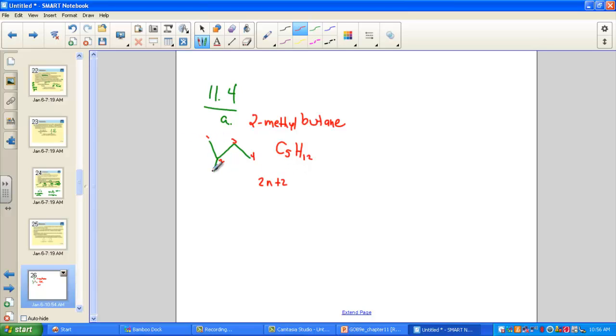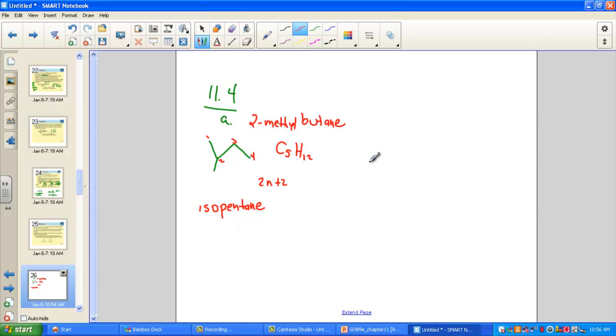I do notice that there's a branch, CH3 on carbon 2. What might be another possible name? That prefix iso that we just talked about. Isopentane would be the common name for this structure as well. We weren't asked that, but it's just good to know.